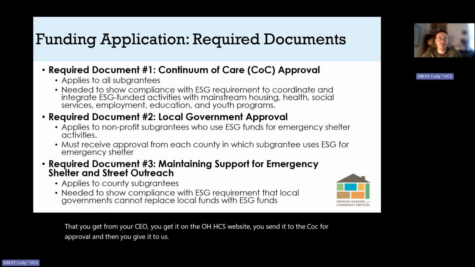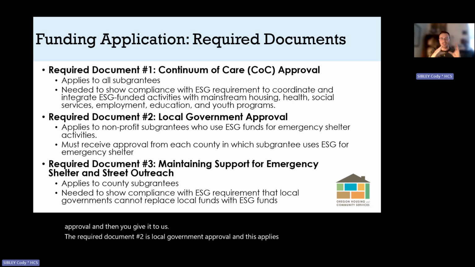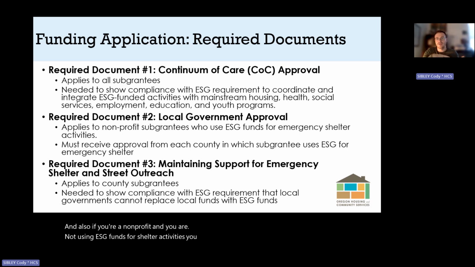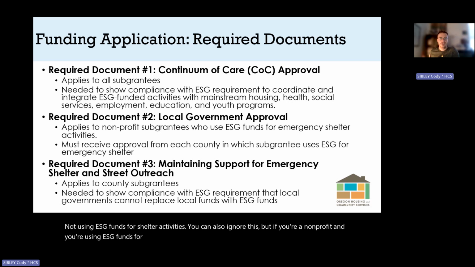The required document number 2 is local government approval, and this applies to any subgrantees that are nonprofits. So if you're a county subgrantee, you can ignore this one. And also, if you're a nonprofit and you are not using ESG funds for shelter activities, you can also ignore this. But if you're a nonprofit and you're using ESG funds for shelter activities, then you need an approval from each county in which you're using the funds for the shelter.